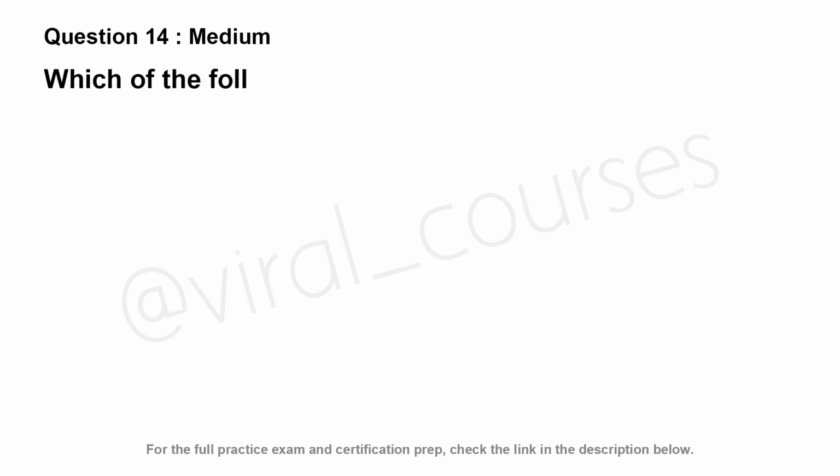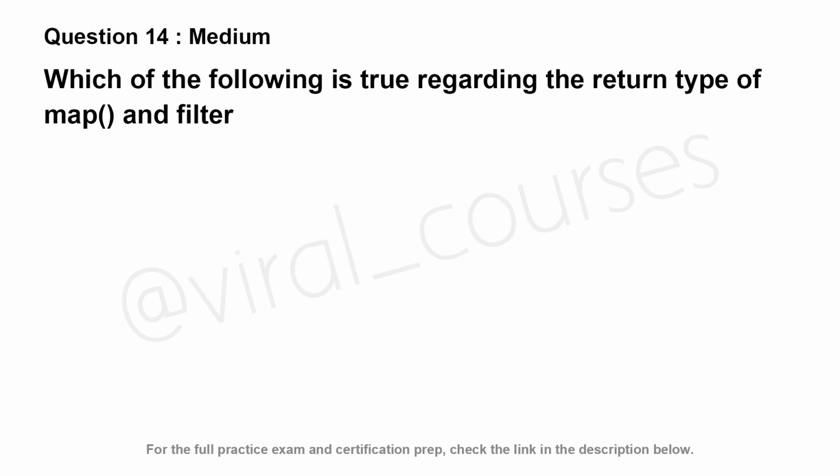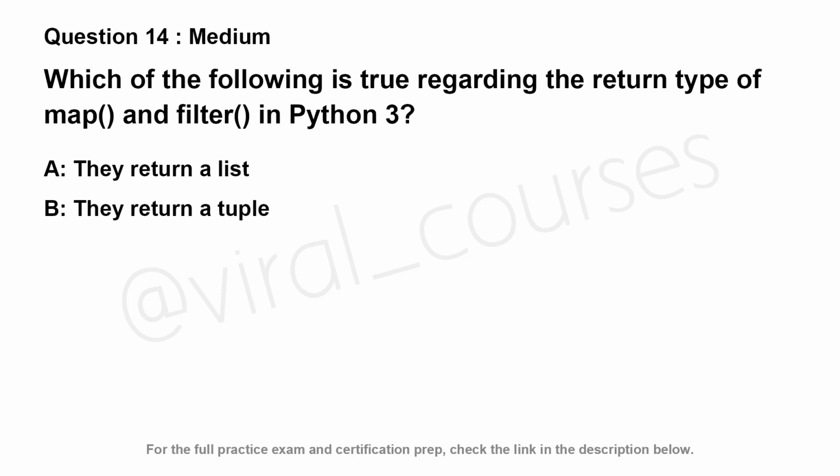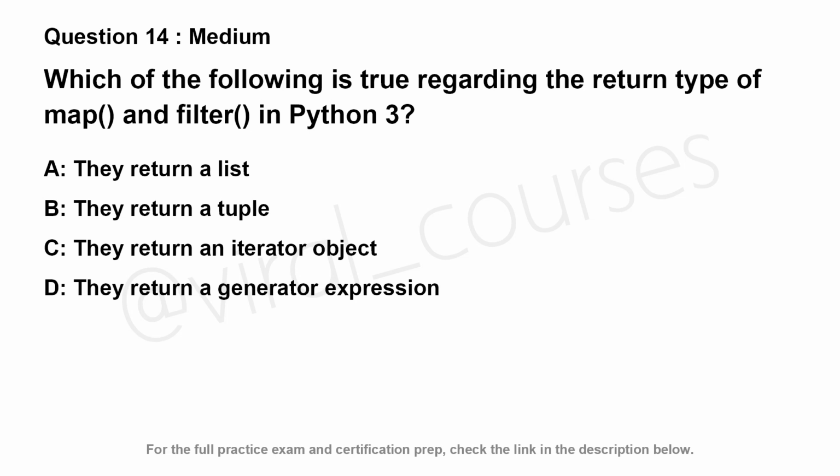Which of the following is true regarding the return type of map and filter in Python 3? Option A, they return a list. Option B, they return a tuple. Option C, they return an iterator object. Option D, they return a generator expression.